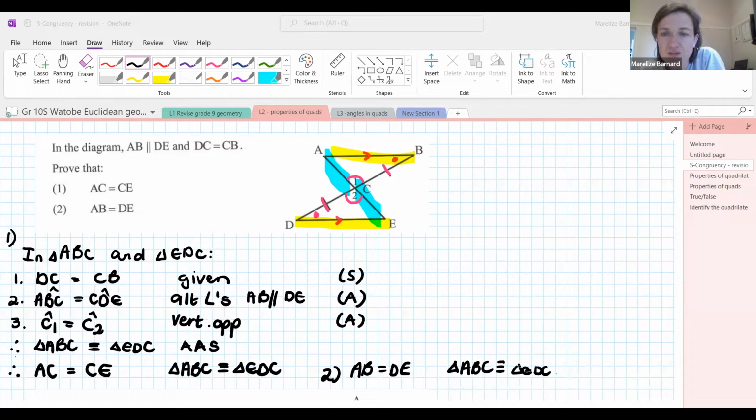Thumbs up if you understood, and if you are happy with our question and everything we did just now, proving the congruency, and because of the congruency, the sides are equal.